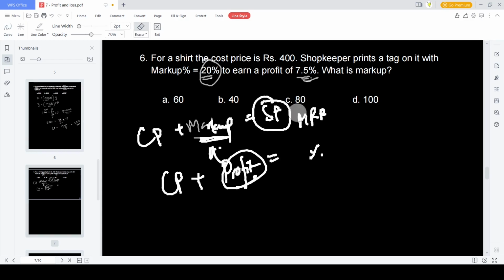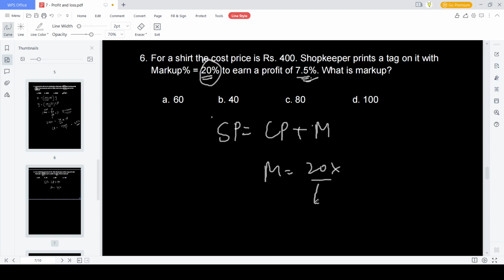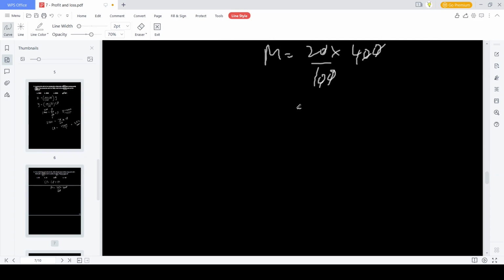Now we'll just substitute the value of markup. We know selling price equals cost price plus markup. If markup is 20% of the cost price, then markup is nothing but 20 by 100 into cost price 400. So this is nothing but 80. So the markup is 80 bucks.